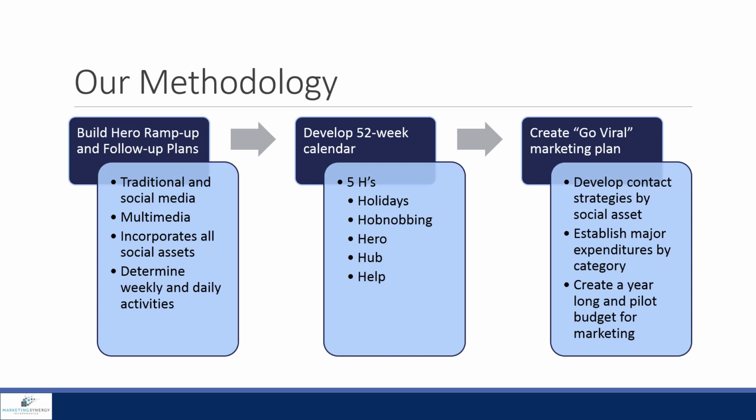And so when we go to the next step, we'll create the Go Viral marketing plan, which is how do we ramp up the hero events and support all the other activities? How much resources are going to take? How many dollars are we going to expend? And we put it into major categories so that you can see where the dollars would be spent in email marketing and banner advertising, Facebook advertising, and so forth.